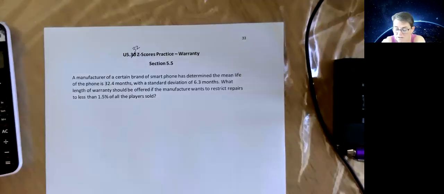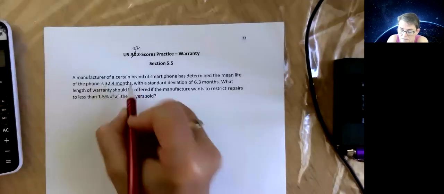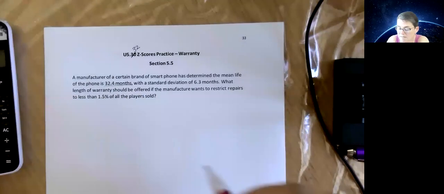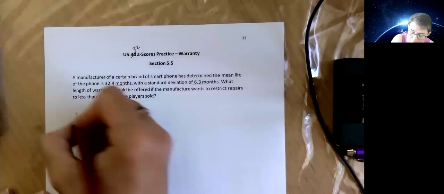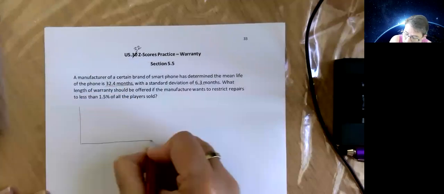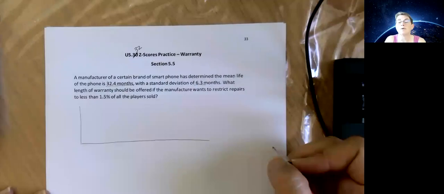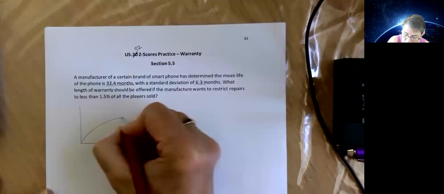The manufacturer of a certain brand of smartphone has determined it has a mean life of 32.4 months with a standard deviation of 6.3 months. You guys know the drill. I would think that at this point, even before the question started, you started by drawing that, because it's going to be the same.